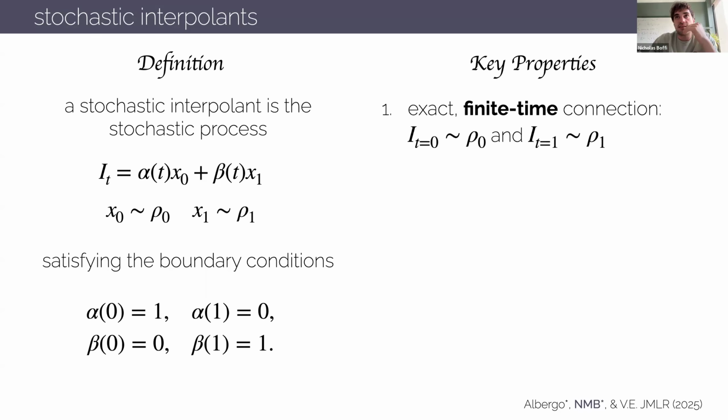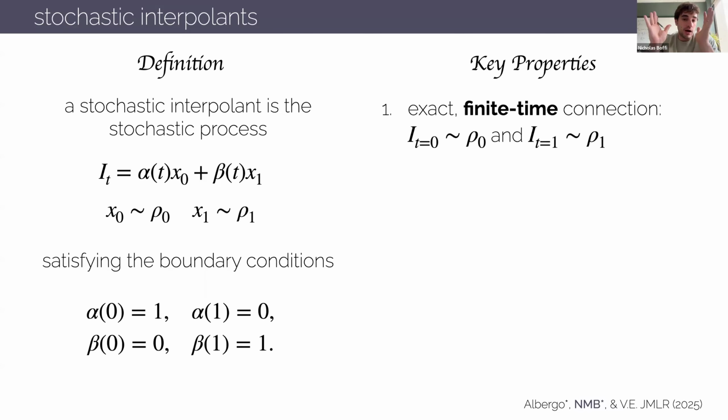Well, first of all, it's an exact finite time connection. So at time t equals 0, because of the boundary conditions, I get x0. At time t equals 1, I get x1. And everywhere in between, I have some sample, I_t, of some distribution, let's call it rho t. And that distribution just interpolates between rho 0 and rho 1, and it does so exactly on the time interval [0, 1].